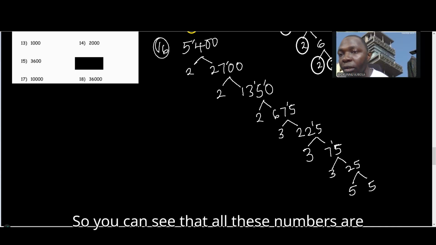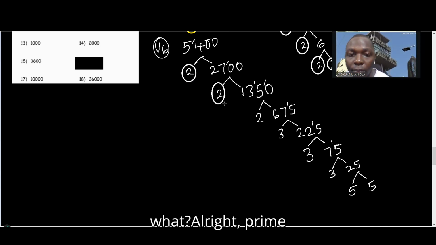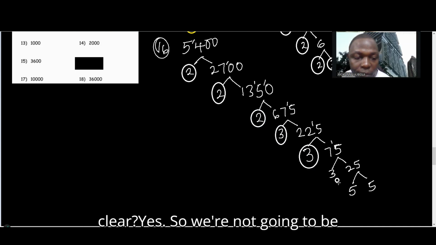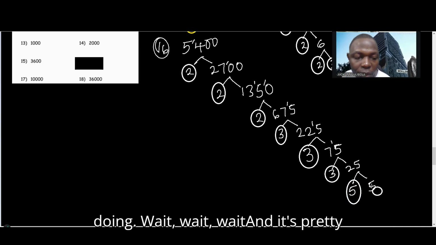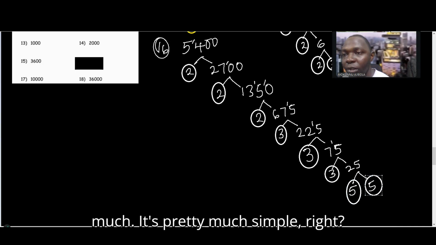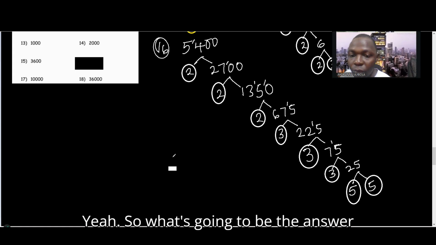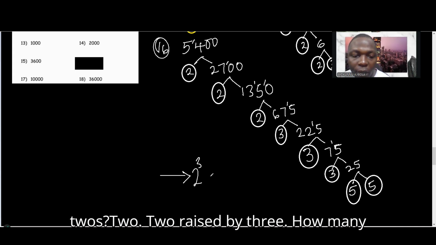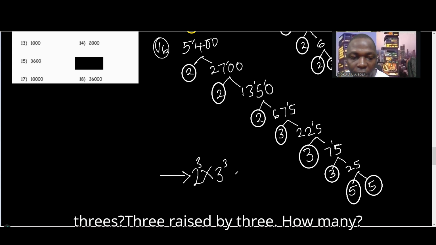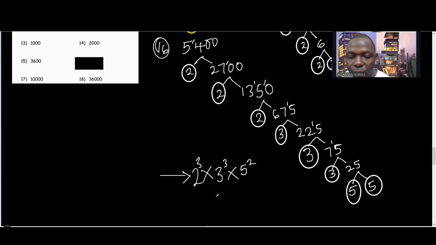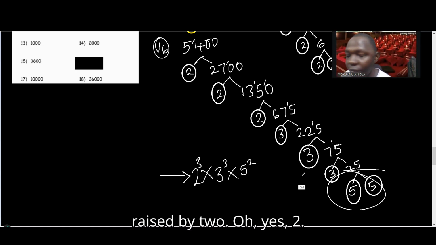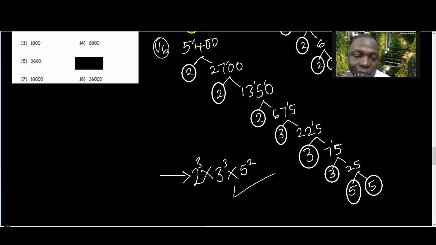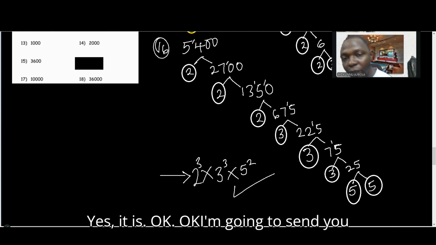So you can see that all these numbers are prime numbers. Is that clear? Yes. It's pretty much simple, right? So what's going to be the answer for this one? That's going to be how many twos? 2 raised to 3. How many threes? 3 raised to 3. How many 5? 5 raised to 2, right? Is it clear to you? Yes, it is.